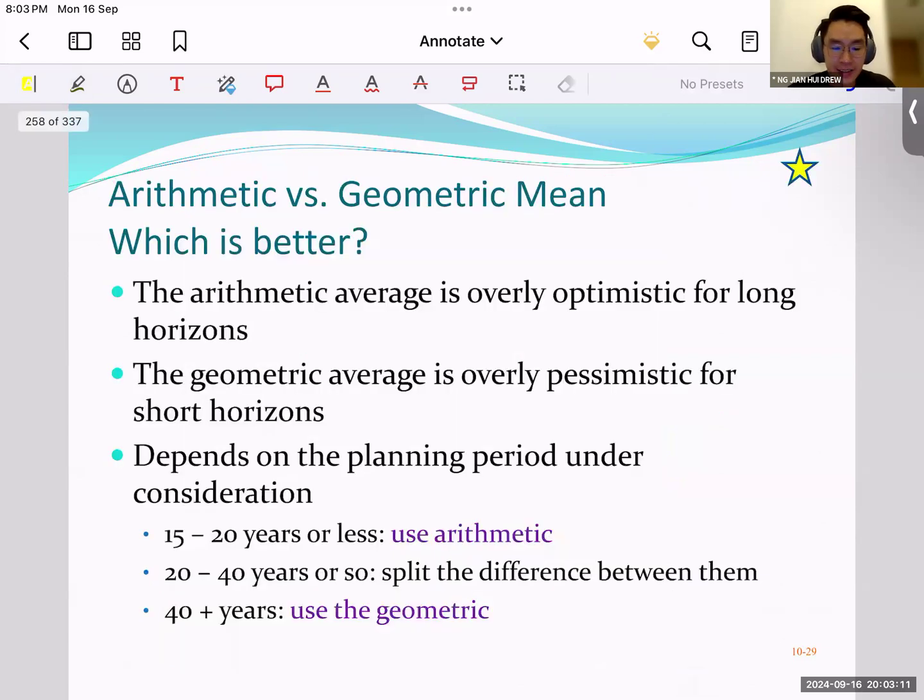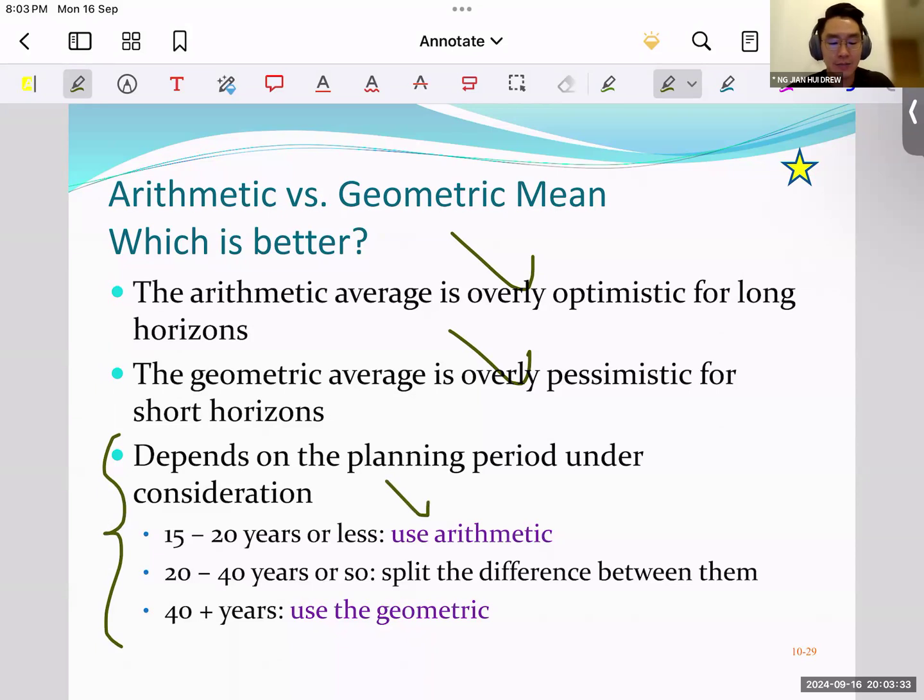So the question is, which is better? Generally, we know that geometric return will always be less than arithmetic return. Arithmetic can be overly optimistic, geometric overly pessimistic. There's this part here saying it depends, right? So if it's 15 to 20 years, use arithmetic. If it's beyond 40 years, use geometric.